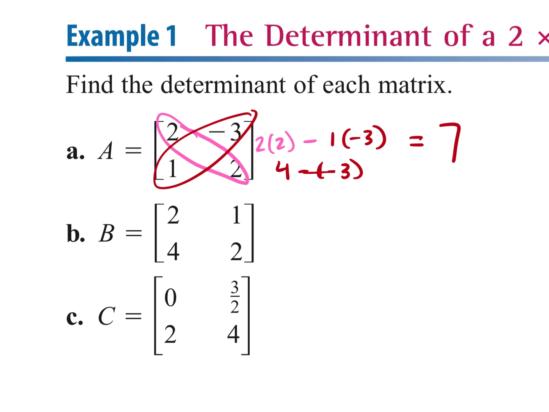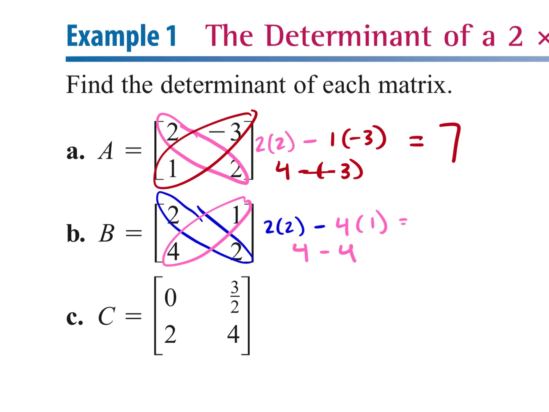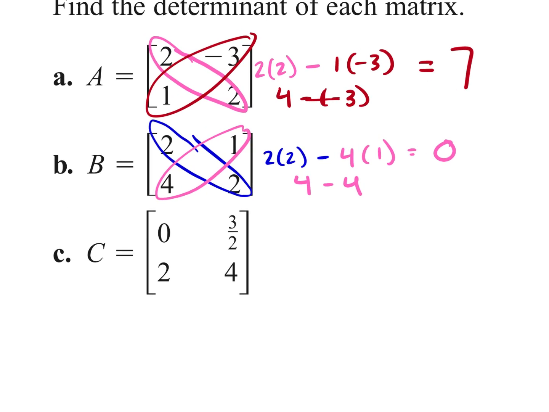Let's do B. So majors, again, start at the top. We've got 2 times 2 minus minors, which would be 4 times 1. So we get 4 minus 4, which is 0. So our determinant would be 0.